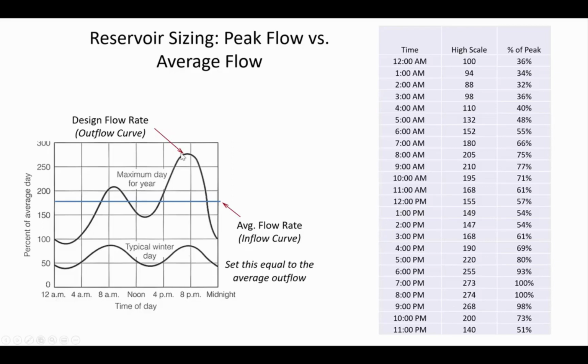7 p.m. is 273%, and so on. So 8 p.m. is 100% of the peak because that's the highest point of the day. But then if we look at midnight, midnight is 100% divided by 274. So here at midnight it is 57% of the peak.